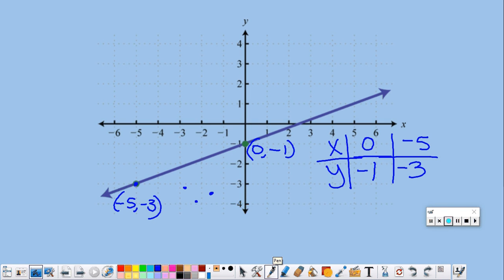Now what are our changes? From 0 to -5 is a change of what? -5. Okay, you have to make sure that you're very particular. And then from -1 to -3, what is the change? +2? Is it +2? -2. From -1 to -3 is -2. Okay, subtract. You added.